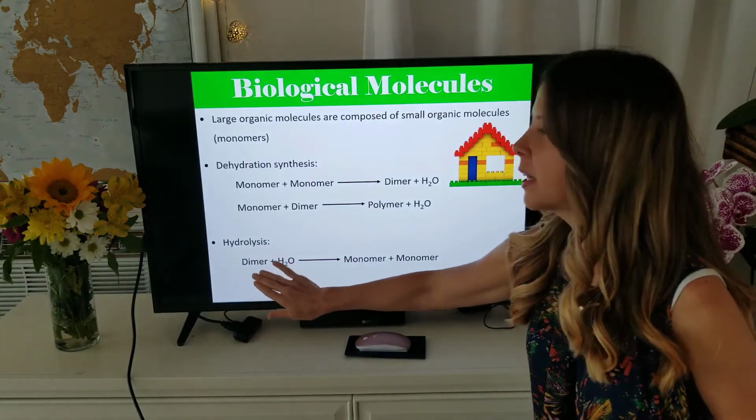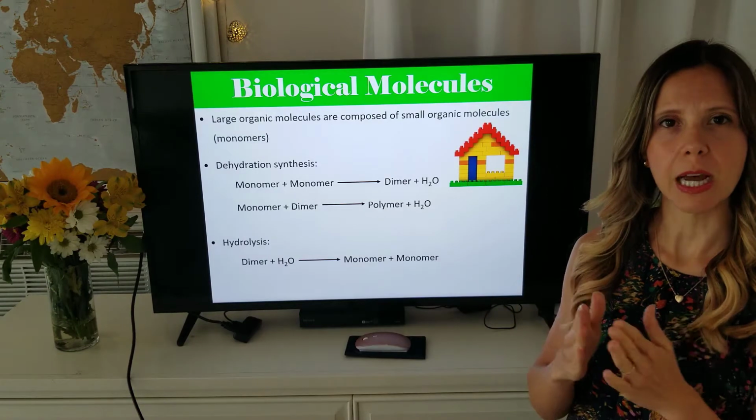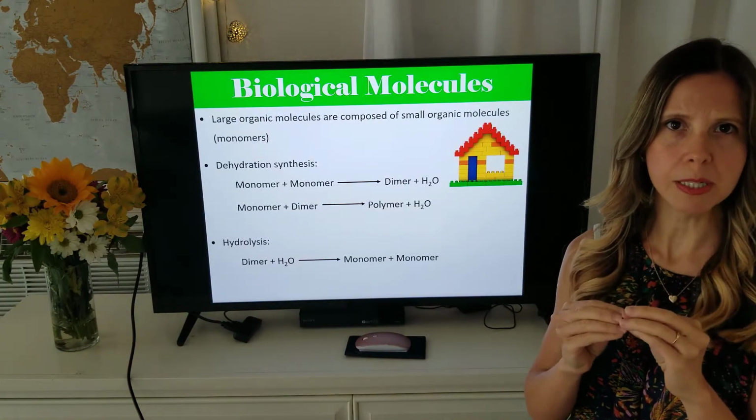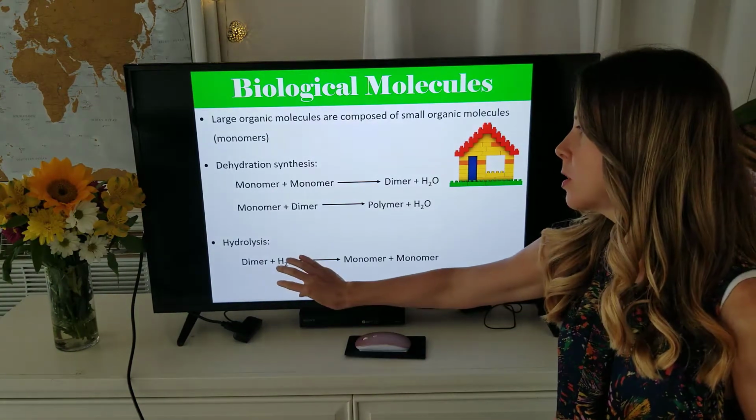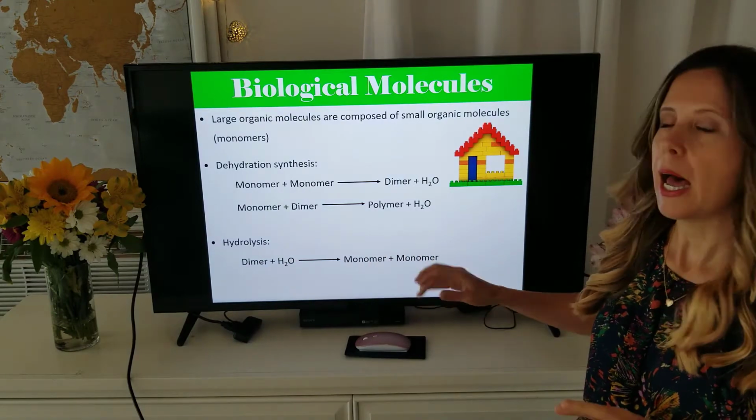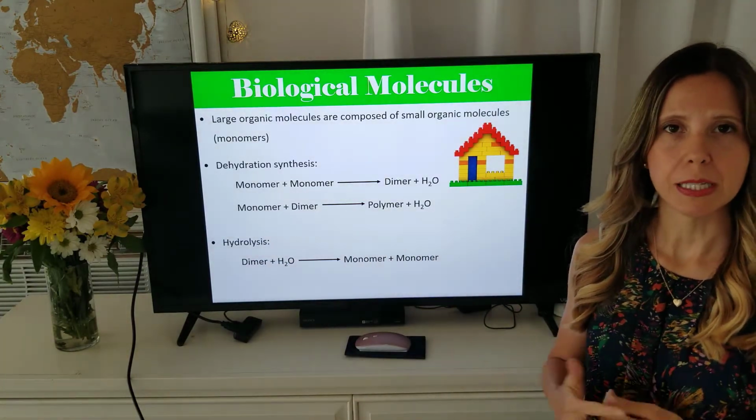So the example here, if we took a dimer, so di meaning it's composed of 2 monomers, we need water in order to split those monomers apart, and we can form a monomer plus another monomer.